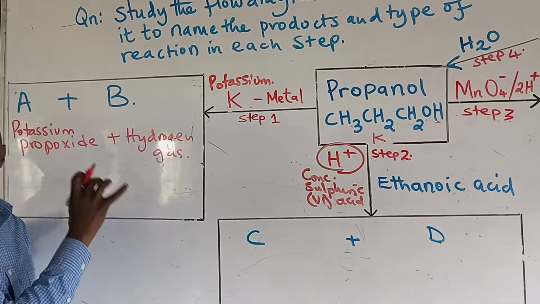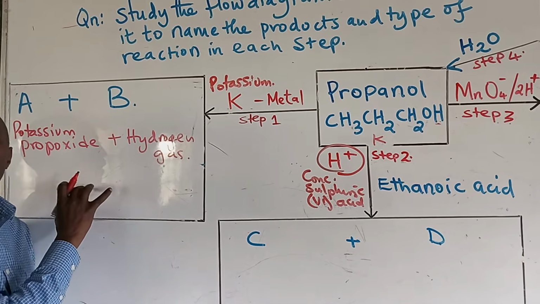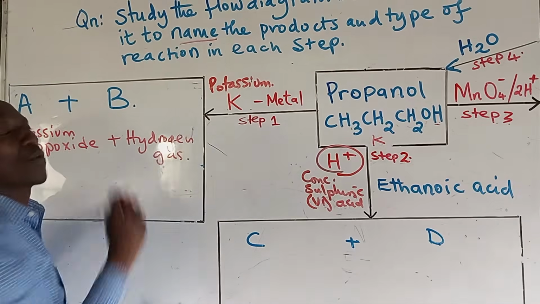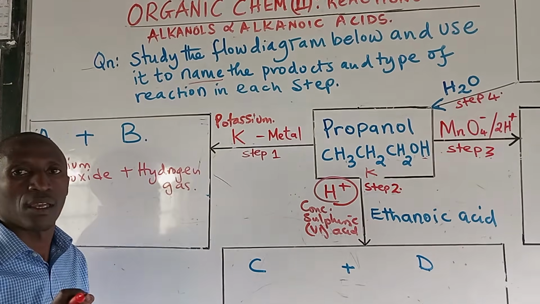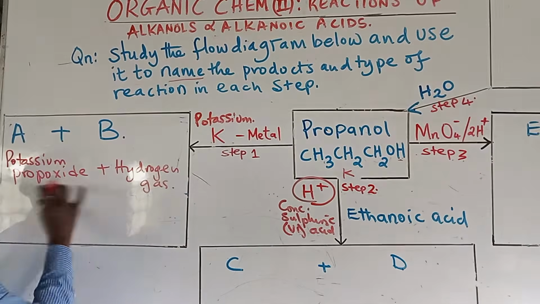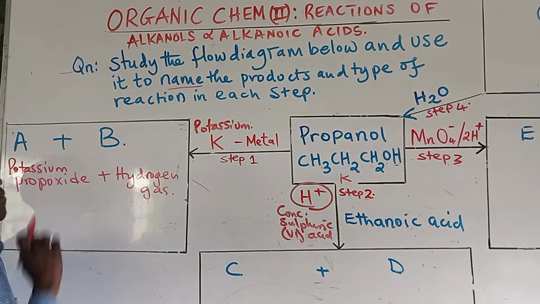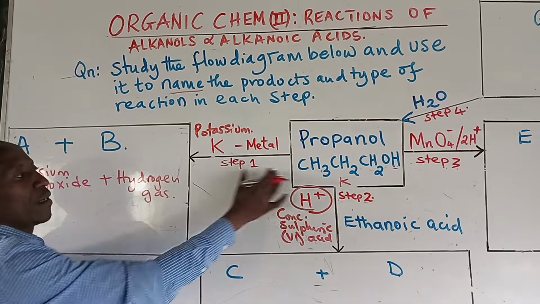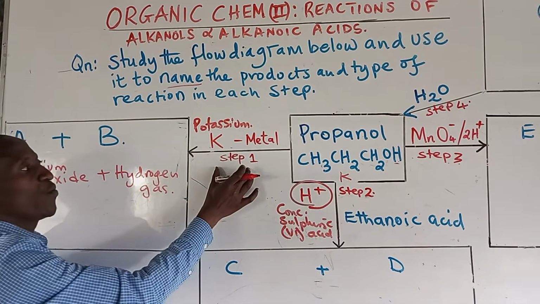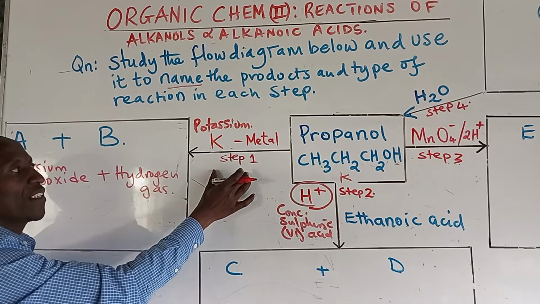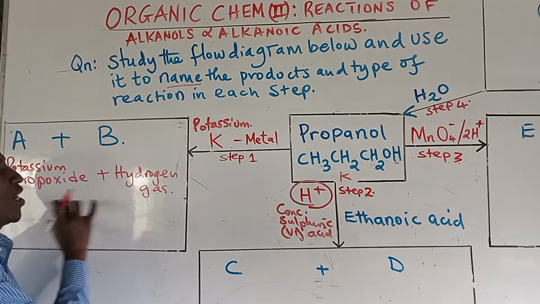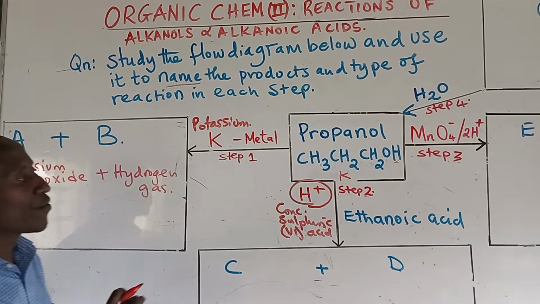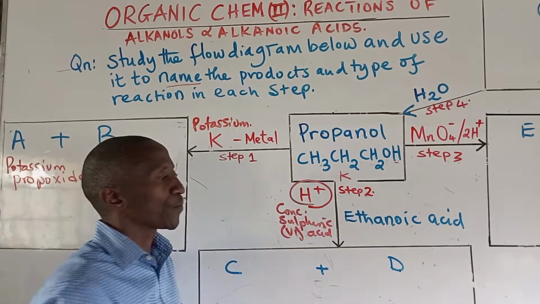Viewers, I would like you to write the equation and confirm with the earlier working. If you look at the question, we are told to name. So we have to write the particular name. Step number 1 involves an alkanol reacting with highly reactive elements like potassium, and those are the 2 products. Let's move on to step number 2.